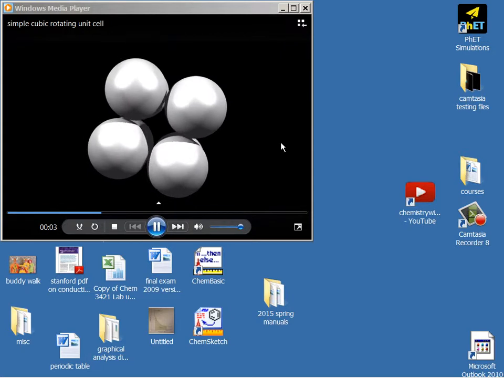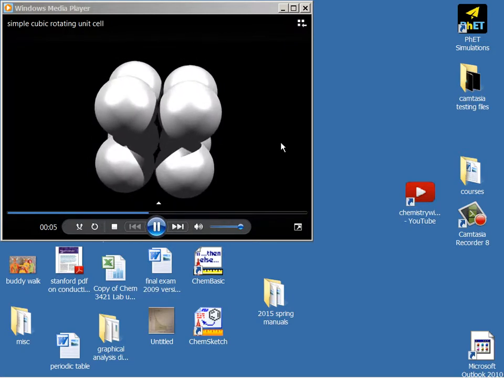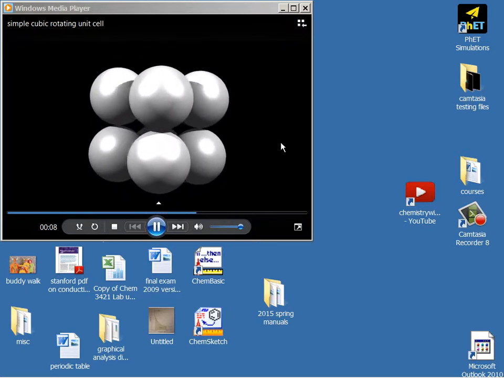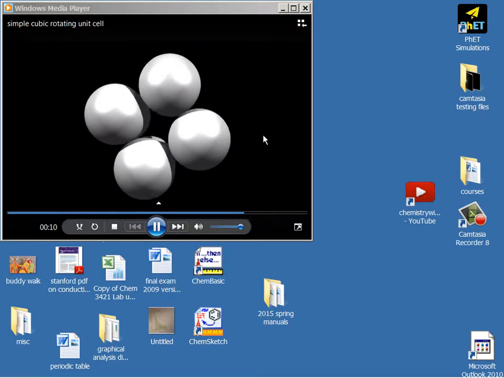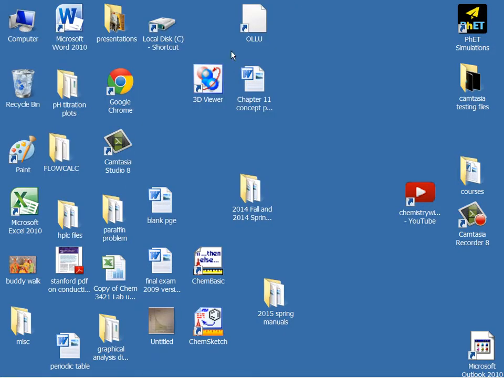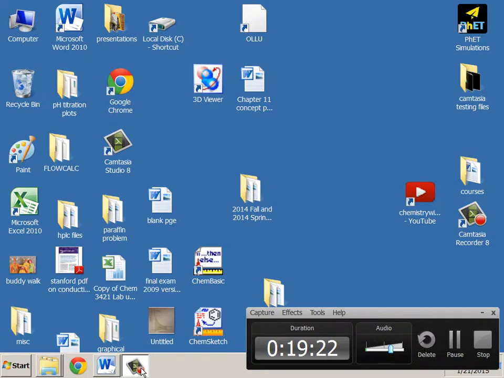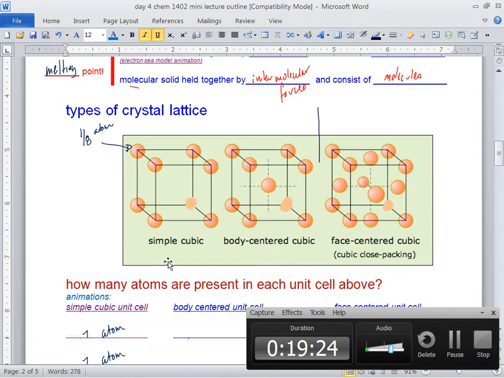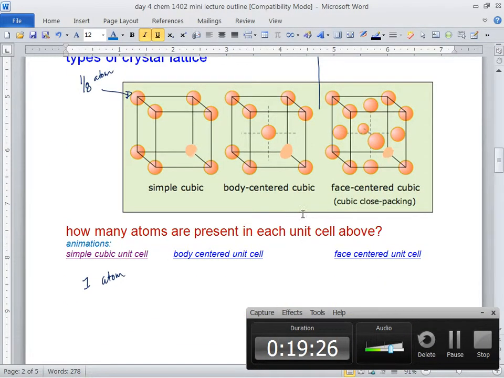So here's simple cubic. And you have 1/8 of an atom inside that unit cell at each corner. With body-centered, all they're saying is now you've got 1 in the center. It's completely in the center. So now the answer is not going to be 1 anymore. It's going to be 2. 2 atoms.